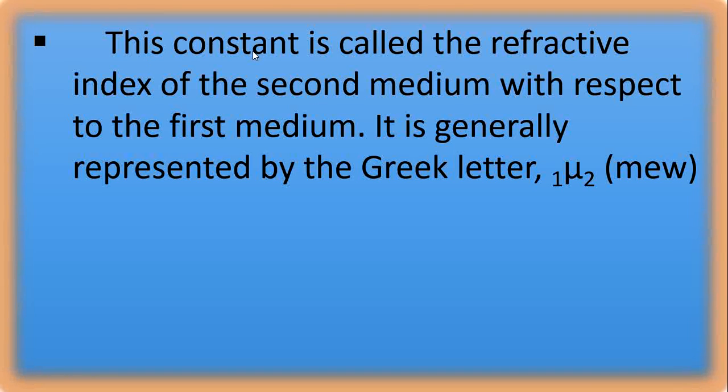Now, what is this constant called? This constant is called the refractive index of the second medium with respect to the first medium. Suppose the second medium is water and the first medium is air; then this constant is the refractive index of the second medium with respect to the first medium. It is generally represented by the Greek letter mu. See this letter mu. Here 1 and 2 represent the media. Mu is the refractive index of the second medium with respect to the first medium.